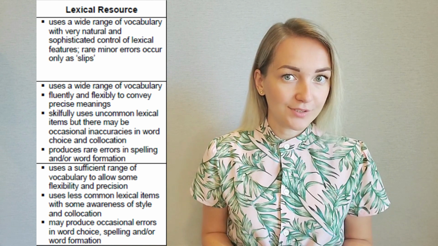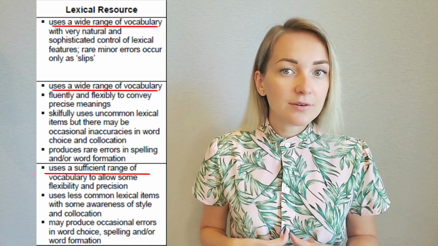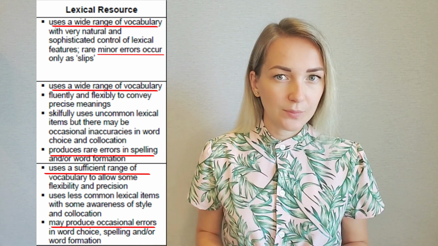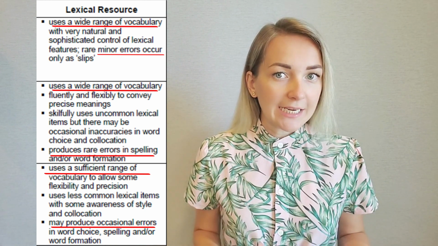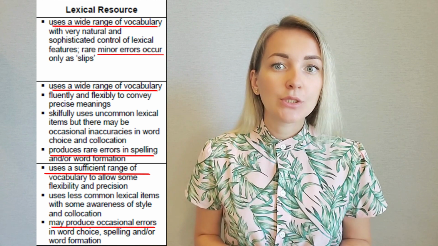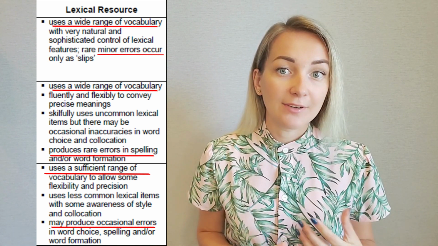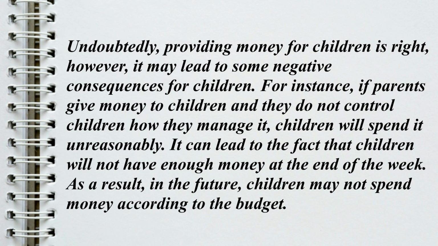The third criterion is lexical resource. It includes vocabulary range and vocabulary precision. We're going to start from the first one. So, vocabulary range is an ability to eliminate repetition and use more advanced vocabulary. Let's take a look at one of my students' works.